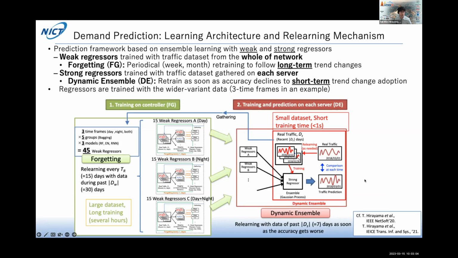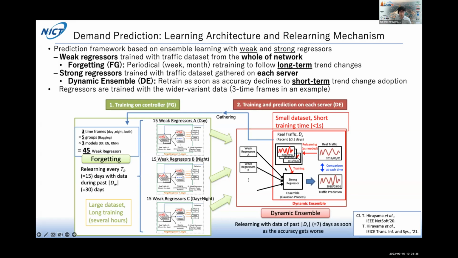We propose a two-stage relearning mechanism for weak and strong regressors. They are called forgetting and dynamic ensemble. In the forgetting process, the weak regressors are periodically retrained with the data in the past few weeks or months. This process is aimed to keep up with the trend changes in long time scales. However, this process takes a long time.